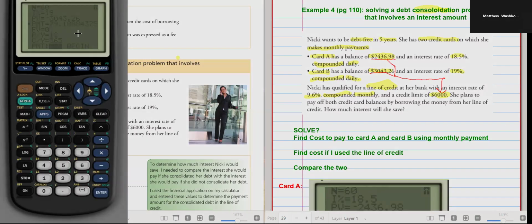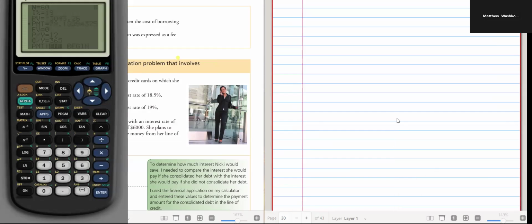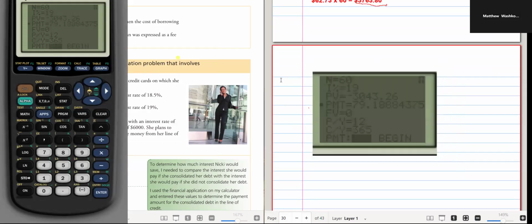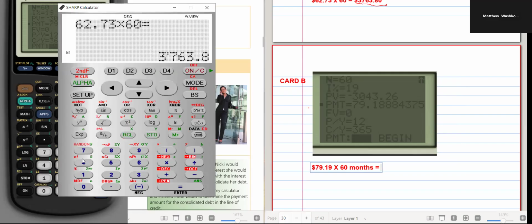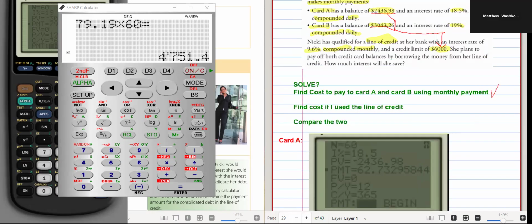My minimum payment here would be $79.19. Right? So card B, right? So it's $79.19 times 60 months equals $4,751.40. So check. I found out how much it costs.